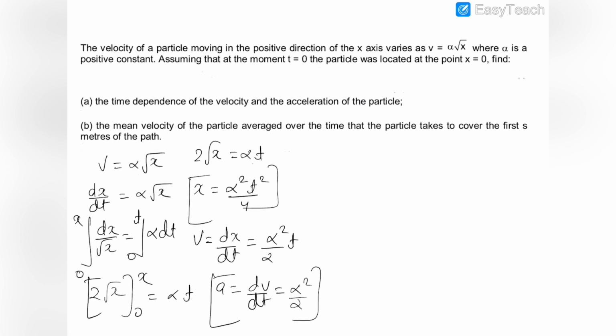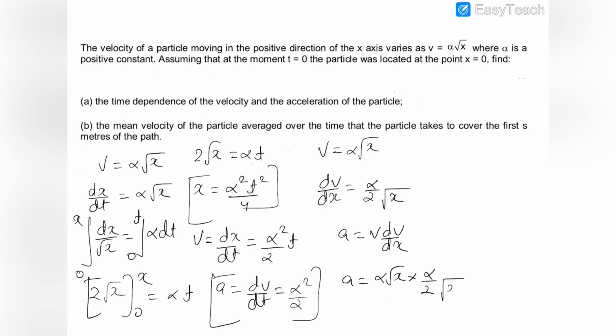You can find out the acceleration by another method, that v is equal to alpha root x. So dv by dx will be equal to alpha by 2, and this is root x in the denominator, and we know that the acceleration is equal to v dv by dx. So a would be equal to v, which is alpha root x, and dv by dx, which is alpha by 2 under root x in the denominator. So you can see that it is alpha square by 2. Okay, so these are the answers of question number A.